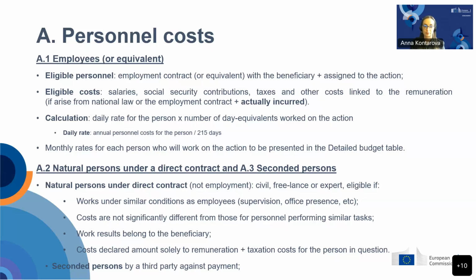The second and third subcategory are natural persons under direct contract, other than employment contract. This could be, for example, civil, freelance, expert contracts, but these will have to be carefully checked because sometimes these contracts can be also more suited under subcontracting, which I will explain later.